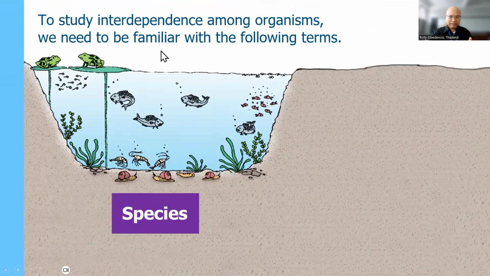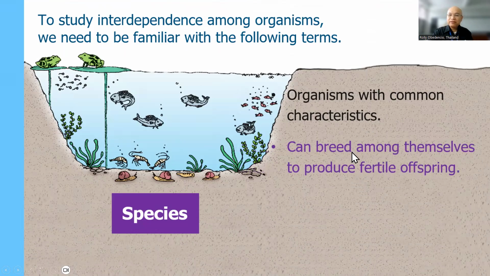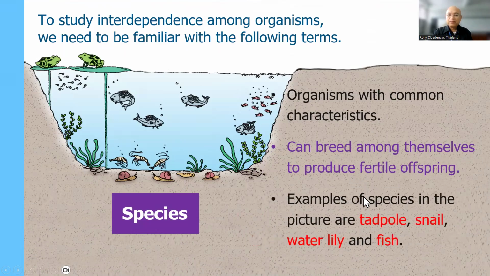We have here species. It means organisms with common characteristics. They can breed among themselves and produce fertile offspring. Examples of species in the picture are tadpole, snail, water lily, and fish.